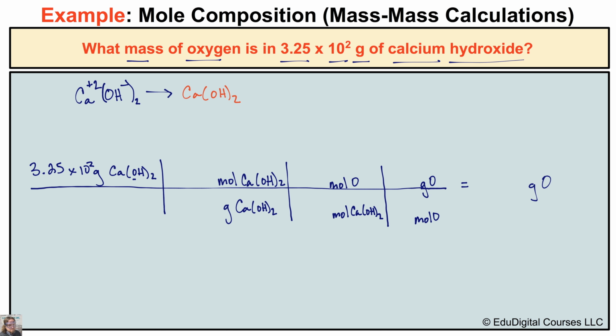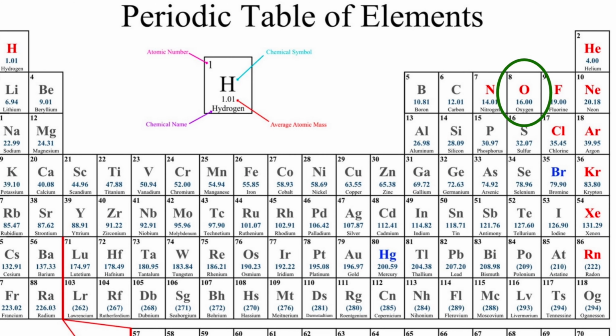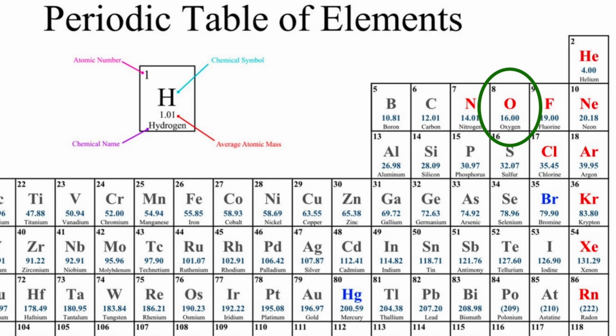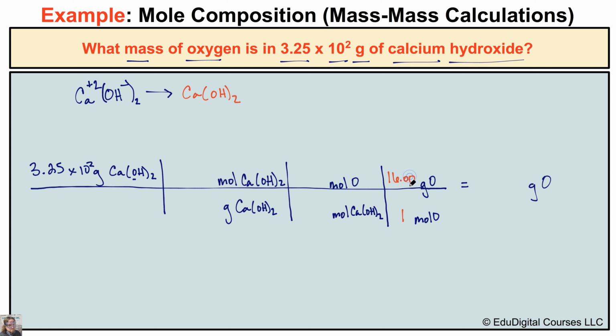So now we have to fill in the missing pieces. Let's think about this. We know that 1 mole of oxygen, if we take a look on the periodic table that just popped up, is 16.00 grams.